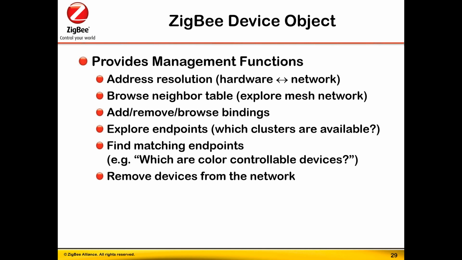So that's just a short overview of the device, the ZigBee device object. You can use it for address resolution, to explore the mesh network, to add and remove bindings, look for certain clusters. You can do queries, for example, like what devices are color controllable devices in that particular network, or which device is an OTA server and hosts images that could be used to upgrade the firmware, and so on. Next slide.